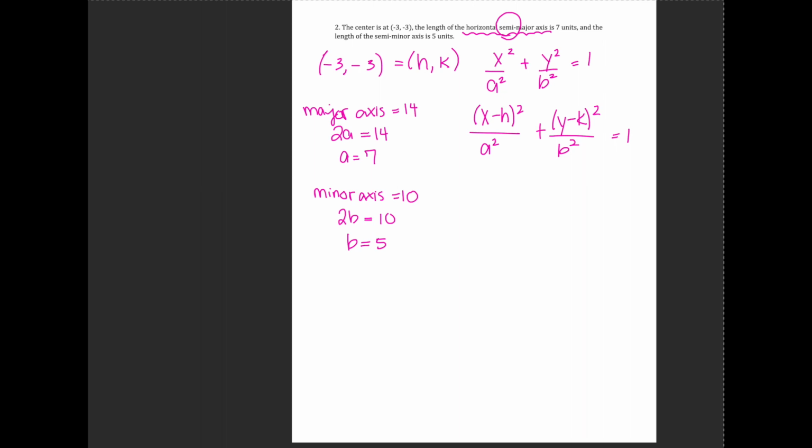So now that I have all the pieces of information that I need, I have h, k, a, and b. I can plug those into my equation. So I have (x plus 3) squared over a squared, which is 49, plus (y plus 3) squared over b squared, which is 25, equal to 1.